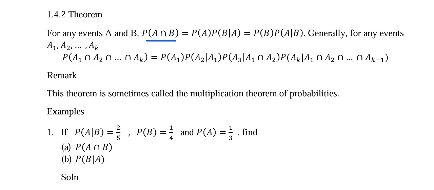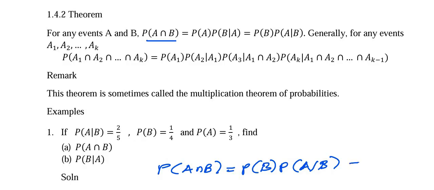They're saying the probability of A given B is 2 over 5, the probability of B is equal to 1 over 4, and the probability of A is equal to 1 over 3. Find the probability of A intersection B. The probability of A intersection B is equal to the probability of B times the probability of A given B.